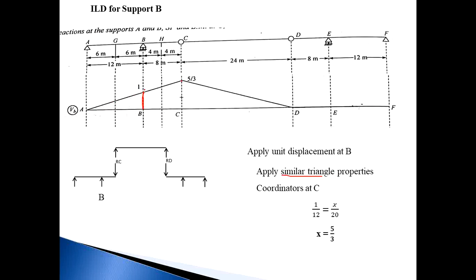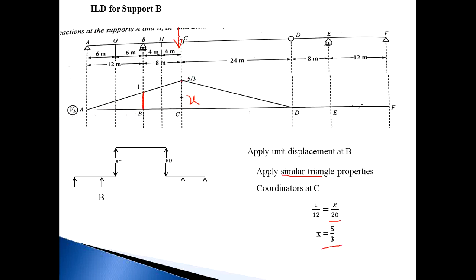We know the RB coordinate at B is 1 at a distance of 12, so that is 1 by 12. And now this is X, and the distance from A to C is 6 plus 6 plus 4 plus 4, that is 20. So 1 divided by 12 equals X divided by 20. Simplifying this equation, you get X equal to 5 by 3. What is the meaning of this 5 by 3? When the load is at point C, the reaction at B is equal to 5 by 3.